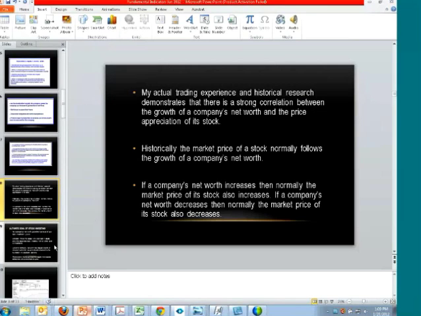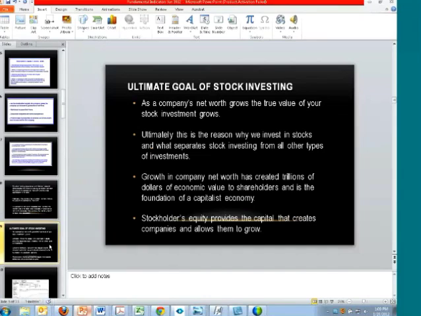And the growth in stockholders' equity has created trillions of dollars of economic value to shareholders, and when you think about it, it's the foundation of a capitalist economy. So the stockholders' equity is what allows companies to initially be created and allows them to grow. So we want to track that stockholders' equity. That's a great fundamental indicator. And as the company's net worth grows, the true value of your stock investment grows.